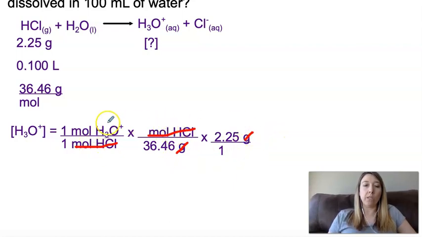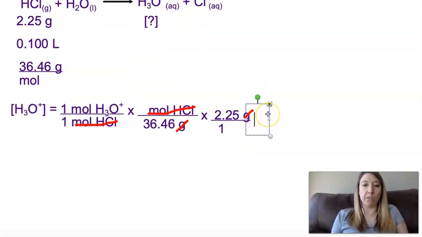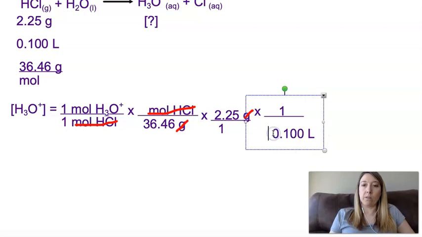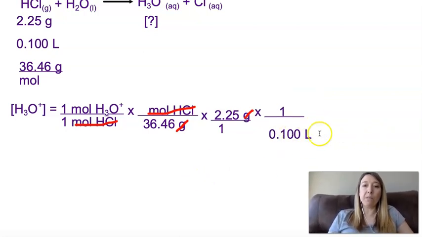When I look at those units, right now I just have moles of H3O plus, everything else is gone. But we're trying to get moles per liter. So we got the moles part, we just need to bring in the liter part, and we're going to do that using the volume. So we're going to say times 1 on the top, because the volume needs to go on the bottom, and then on the bottom, our 0.100 liters. That takes care of positioning those liters down on the bottom. When we look at our units, we now have moles per liter.